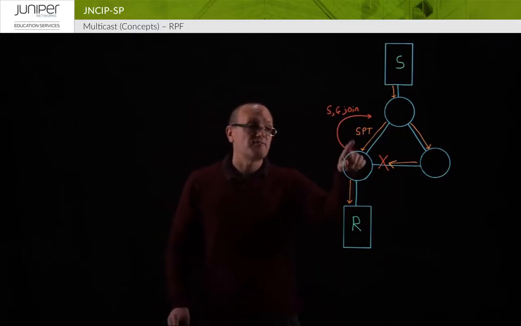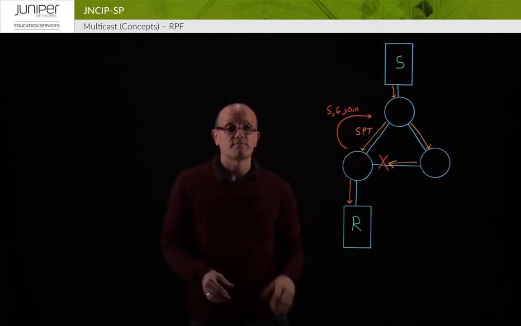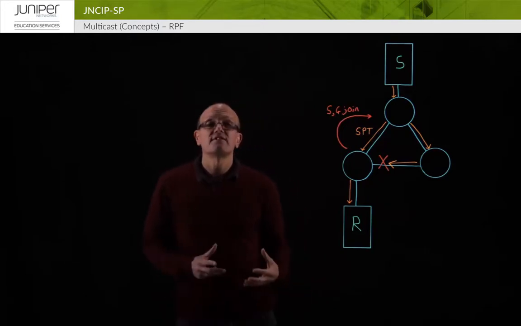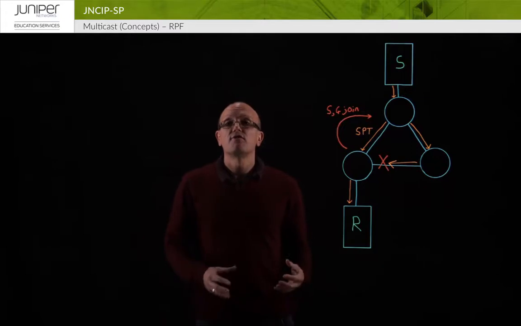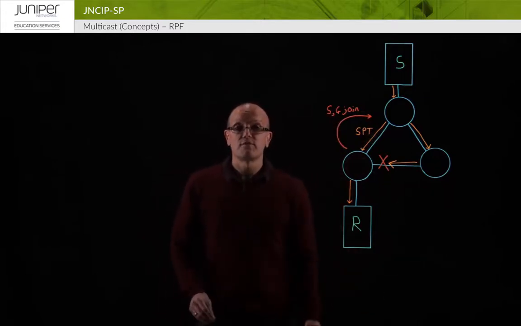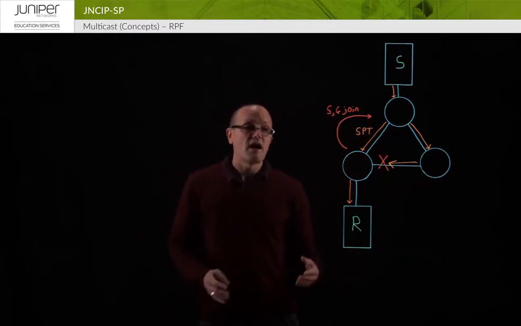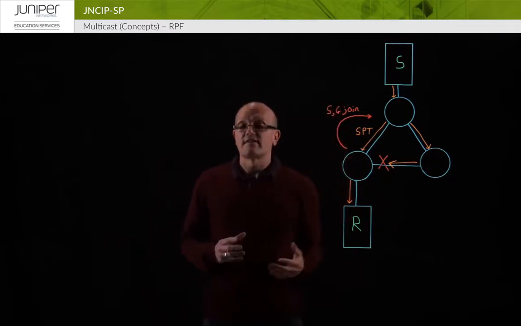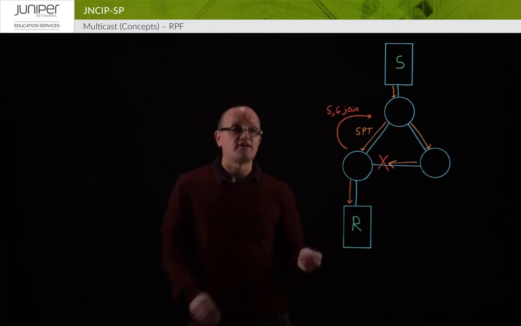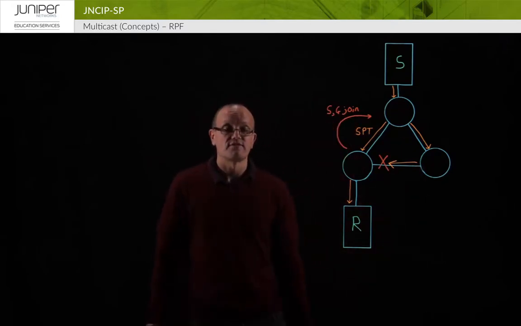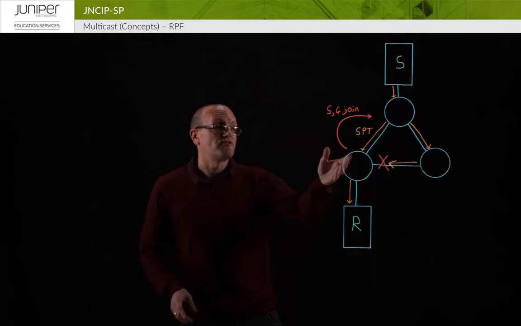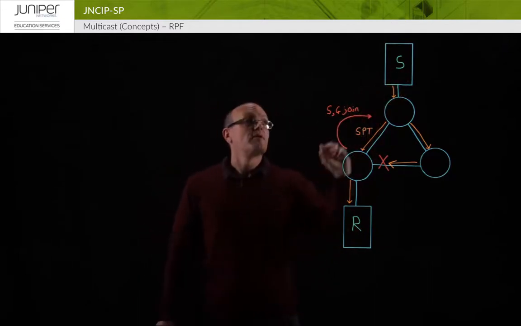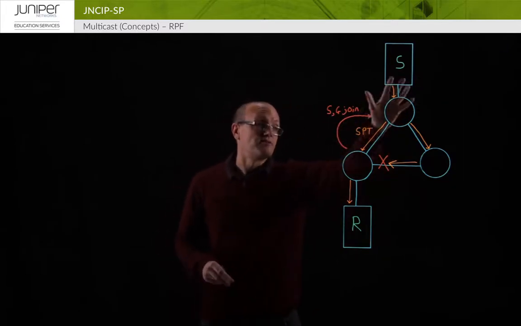And when I say best path, by default what we're doing is we're looking in the inet.0 routing table, the standard unicast routing table, for the IP address of the source or the rendezvous point, and we're choosing the interface that has the best route to that IP address. And over that interface, we're sending the join message. So these messages then bubble up, the same process going on at every router, and we create the multicast forwarding tree.